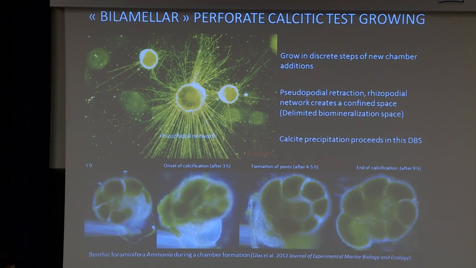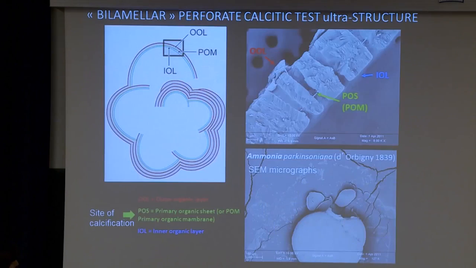But here there is still ammonia shell. This is a SEM micrograph image. What we did, I broke the last chambers. And so we can see in this piece a detail of the structure of the wall of the last chamber.